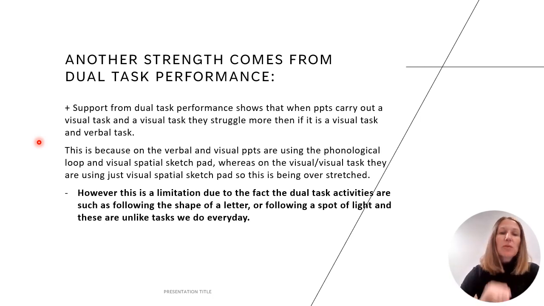This is because on the verbal and visual task, participants are using the phonological loop and the visuospatial sketchpad, whereas on the visual and visual task, they're just using the visuospatial sketchpad, so this is being overstretched. But this is a limitation due to the fact that dual task activities such as following the shape of a letter, following a spot of light, are unlike tasks that we do every day. So that's low in ecological validity. Again, if you use that term, don't just say it's low in ecological validity, say it's low in ecological validity because following a torch light and describing the shape of a letter F is not a task that people would do every day.